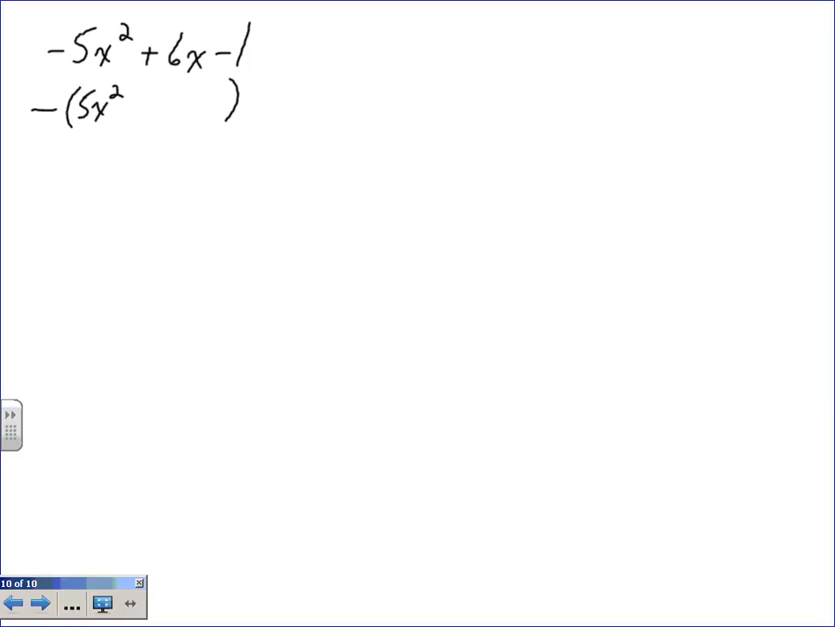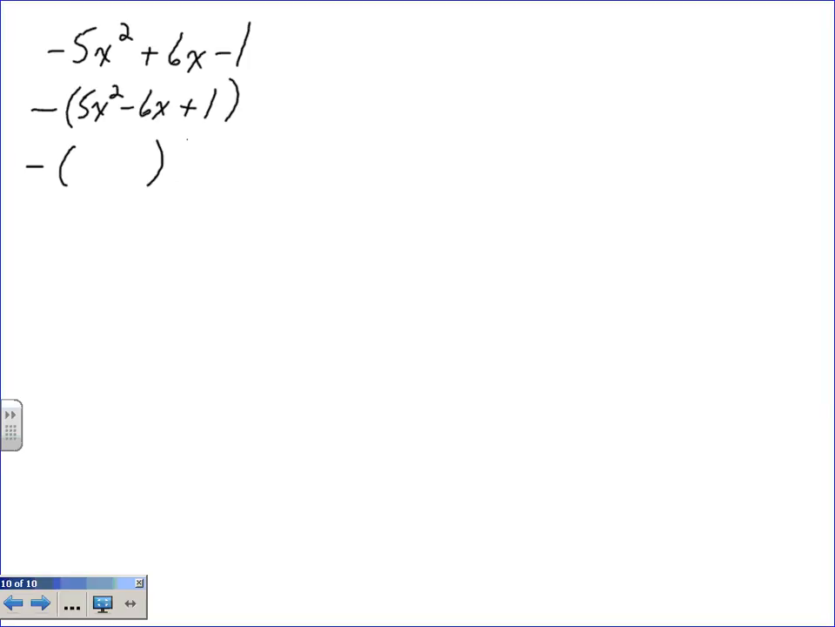I mean, that's still negative 5x squared. But what about the 6x? Right, it's got to be a negative 6x. And what about the negative 1? We're going to make that a plus 1. So really what we're doing here is we're changing all the signs and putting the negative out front because it's a lot easier to factor this way. Let's factor. Leave the negative there. It's always going to be there.